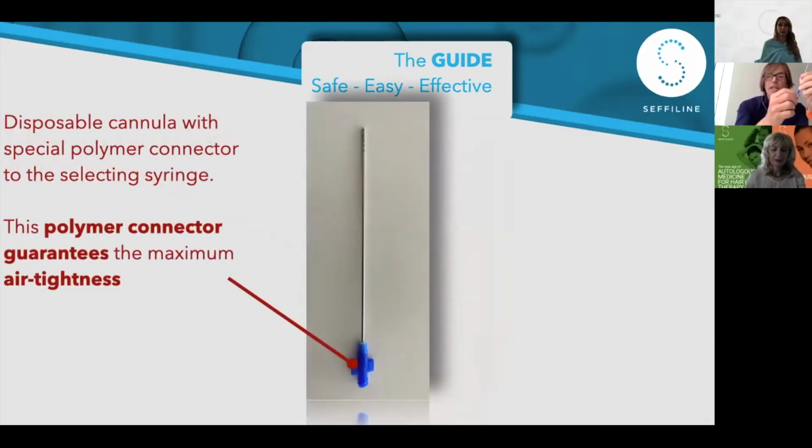The last important change in the 3.0 kit is the cannula. The cannula is completely redesigned, with new material, but most of all, the attachment is changed. The attachment is a special medical polymer connector that guarantees maximum air tightness when you connect it with the syringe. And so you maximize the aspiration of the syringe and the effectiveness of the procedure. These are the great enhancements, the great upgrades in the 3.0 Seffiline kit.